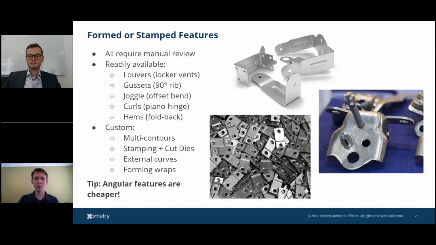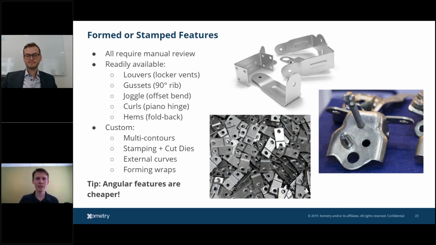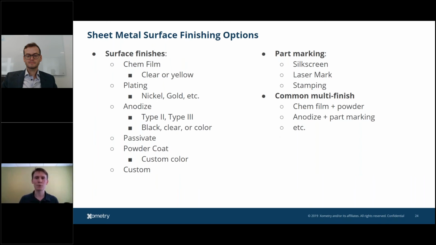So I talk all about these features, and I say, hey man, aren't angular features better anyways? Because again, if you're doing low volume production, angular features are just readily available. We get bent parts right away. So sheet metal surface finishing options are almost identical to what you do with CNC machining.